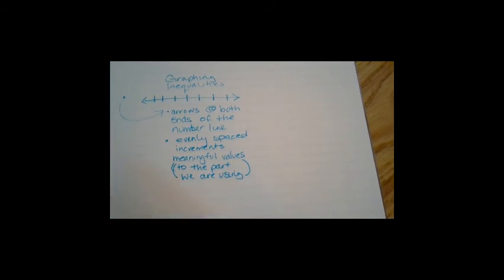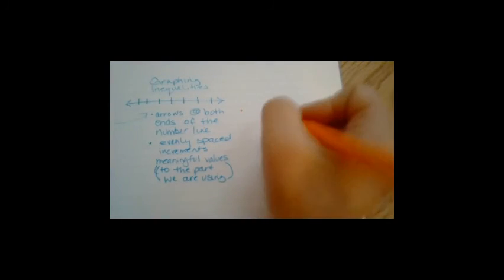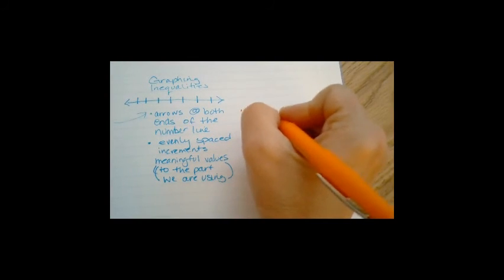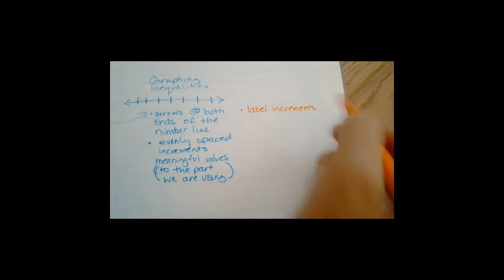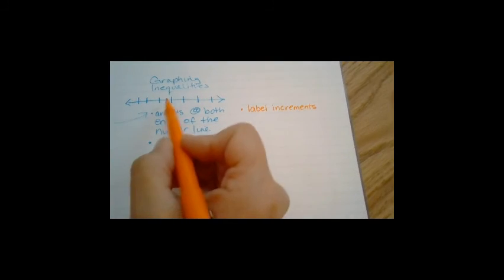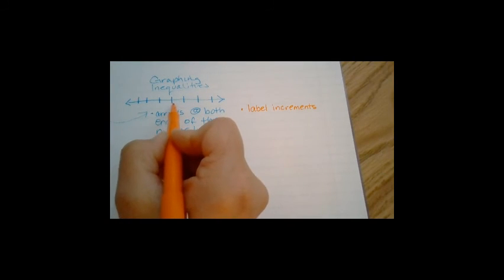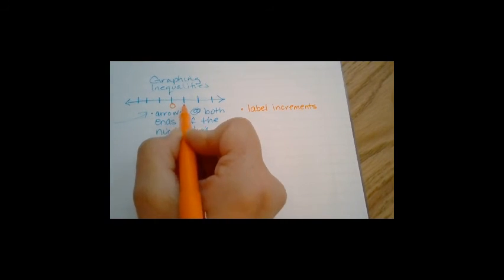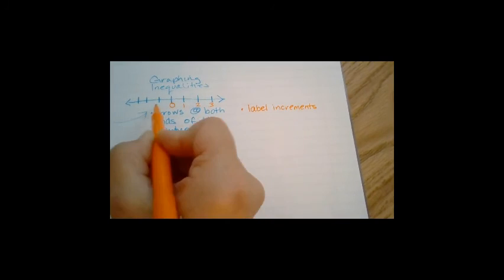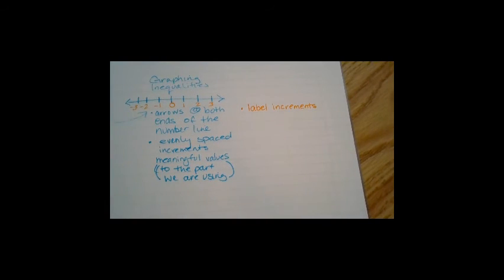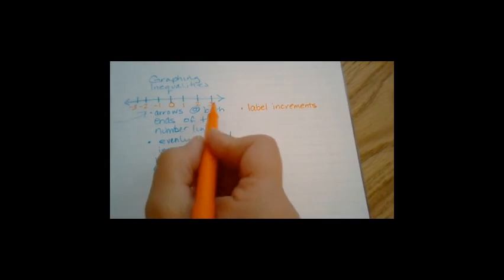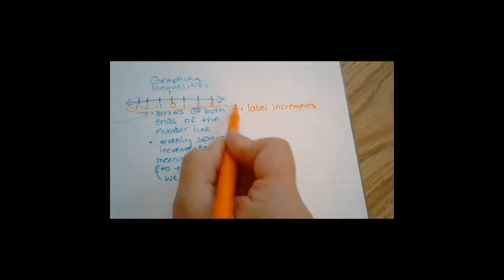Next, make sure you label the increments. Those values need to be labeled. So say this is the part of the number line that I've got that's 0. So I've got 0 here, and then I've got 1, 2, and 3, -1, -2, and -3. So I'm going to make sure that those increments are also labeled. Okay?